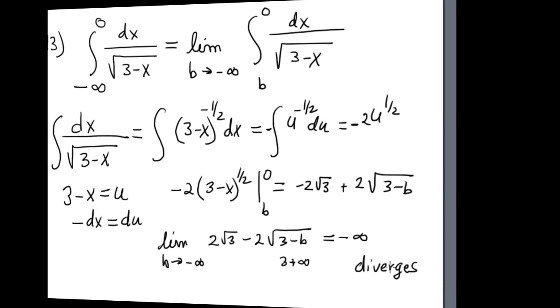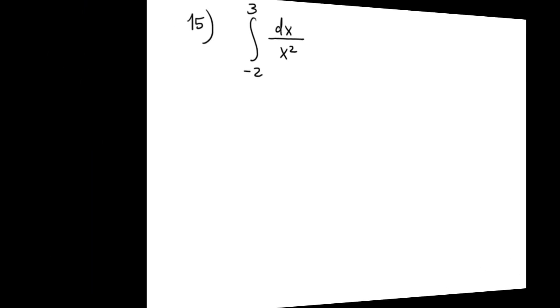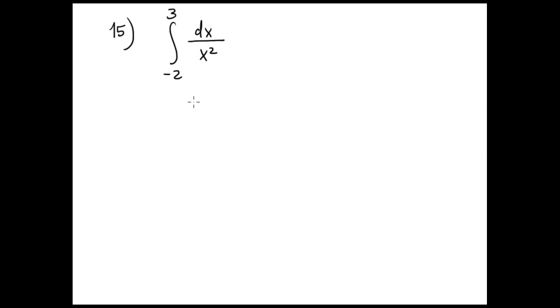Okay? Okay, this is another improper integral, but in this case unbounded, because this function has a vertical asymptote at x equals 0.